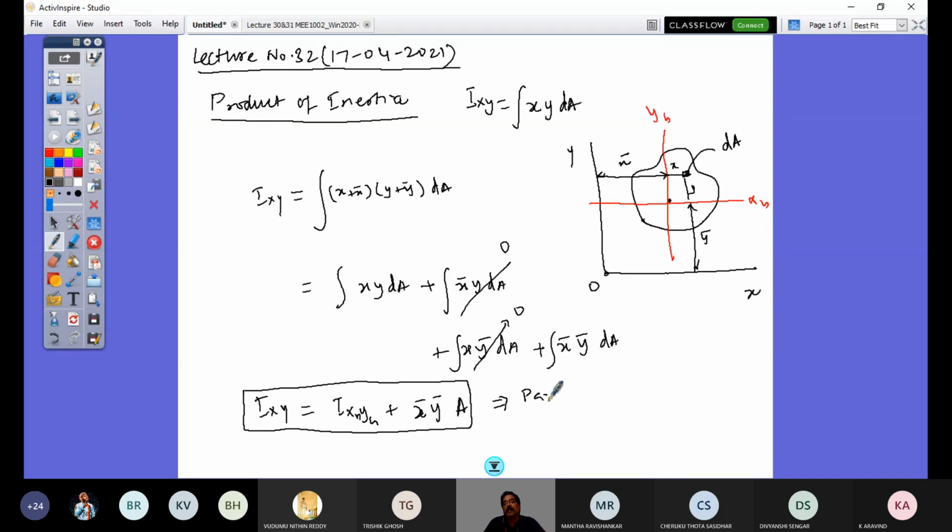So the parallel axis theorem holds good for product of inertia as well, right? So this is what you should understand. So what do you mean by that? If I know the product of inertia of the section about its centroidal axis, then I can find it about any axis set parallel to the centroidal axis, right? Simply by the parallel axis theorem. So that's what you understand here.